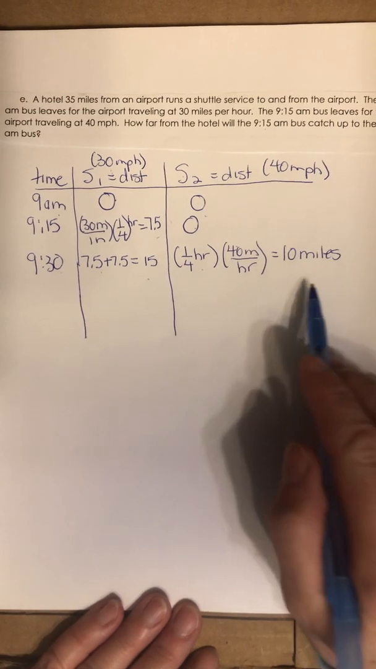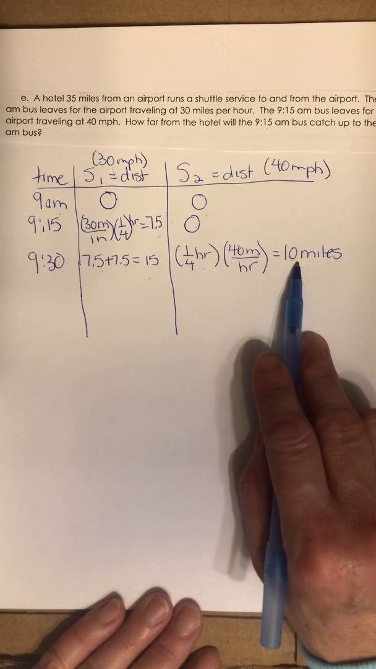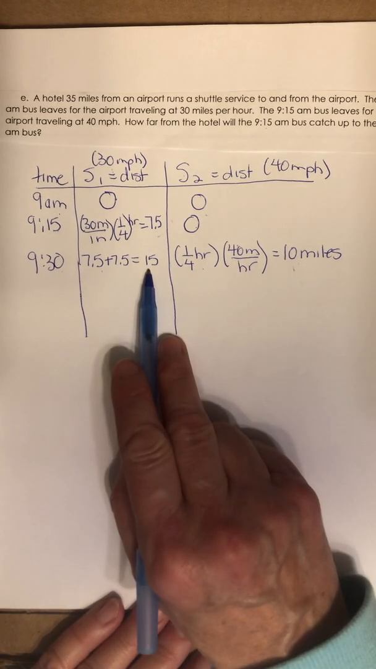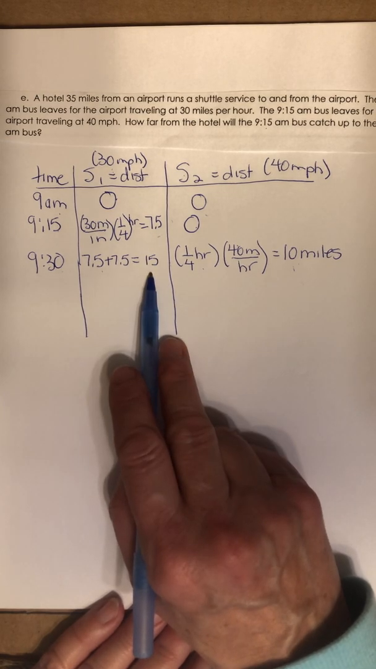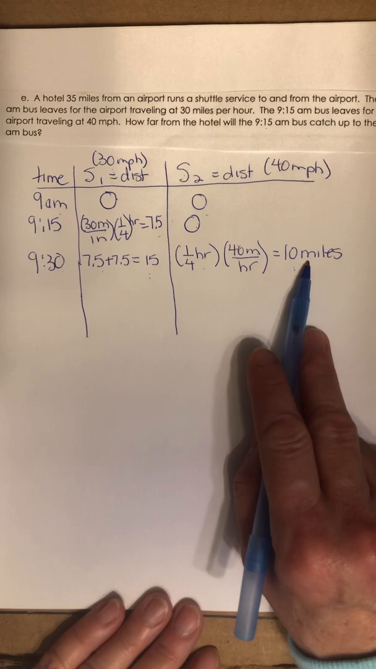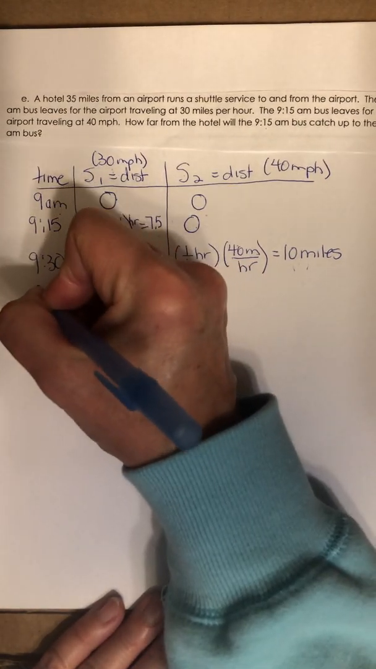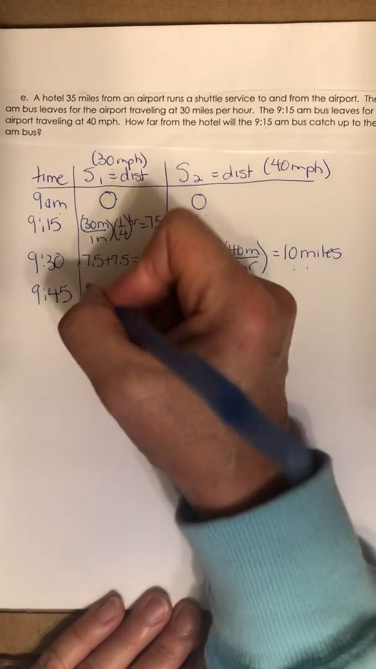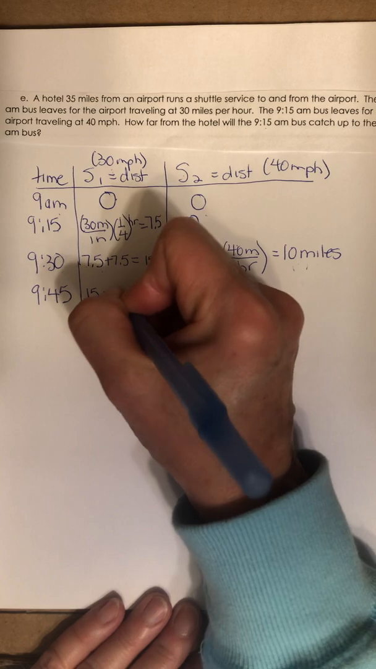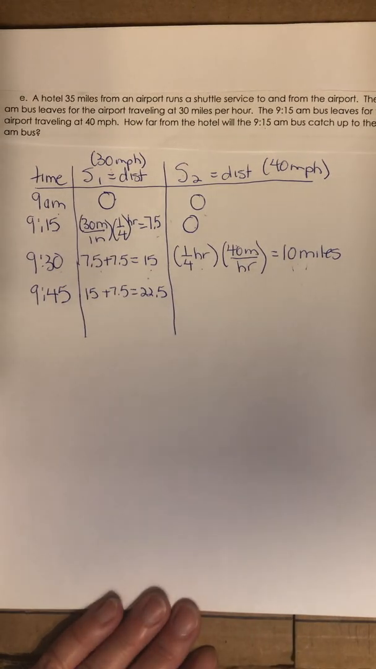So this shuttle is going faster and gets 10 miles done every 15 minutes. The first shuttle only gets 7.5 miles done every 15 minutes. So shuttle 1 is at 15 miles, shuttle 2 is at 10 miles. Let's see when shuttle 2 catches up. Let's go 15 minutes more to 9:45. That means the first shuttle adds 7.5 miles. It's at 22.5 miles from the hotel.